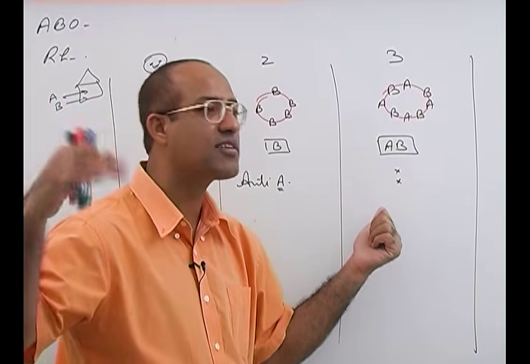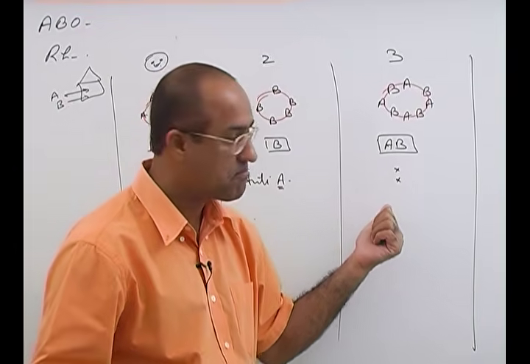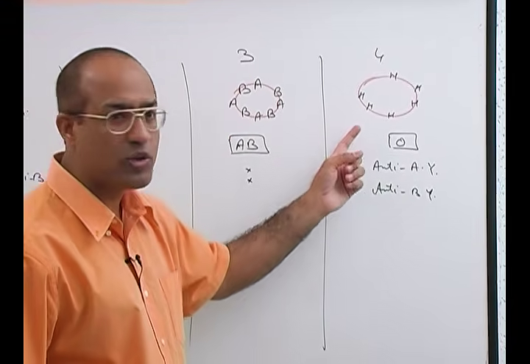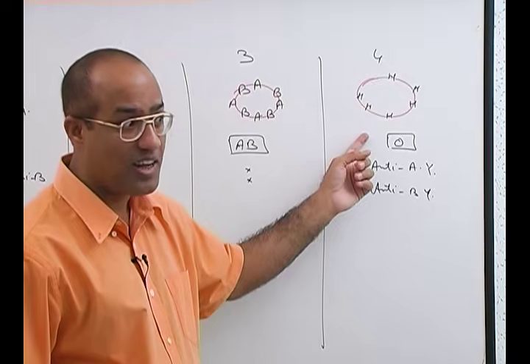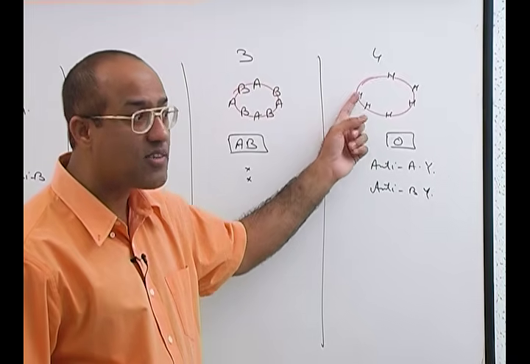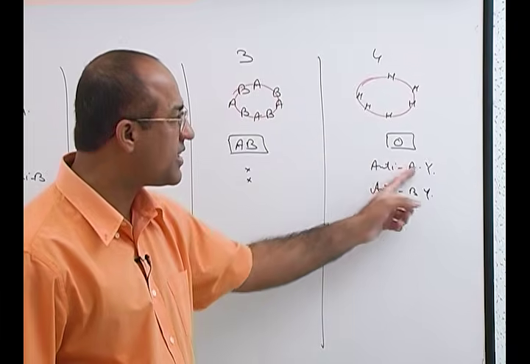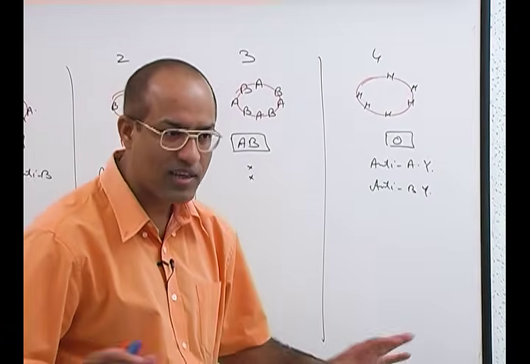Other antibodies against other antigens may be there in the body. You don't make him totally immuno-incompetent. Okay. A person who has blood group O does not have A antigen, does not have B antigen. So he will develop anti-A and anti-B. Is that clear?